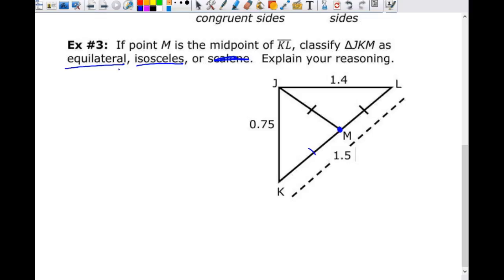We know 1.5 is being split in half. So what's half of 1.5? 0.75. Well, look at this. We have a congruency tick here, here, and here. So if this is 0.75, what does this have to be? What does this one have to be? And we are looking for triangle JKM. Are all those sides the same? Yes, they're all the same. So that is an equilateral triangle.